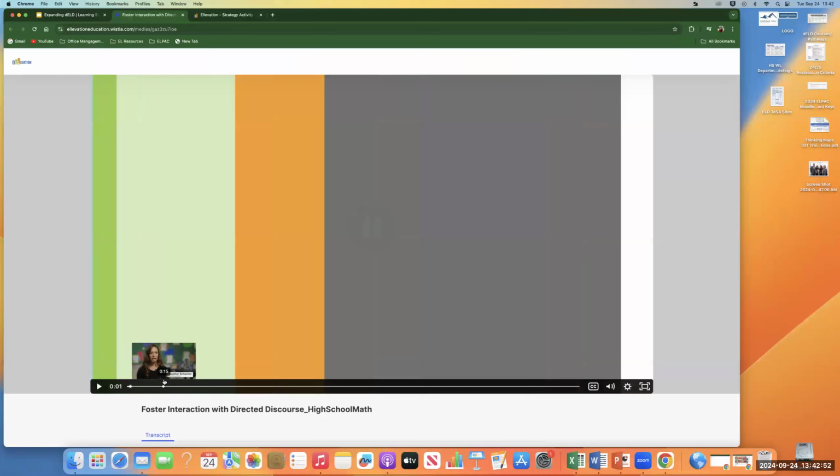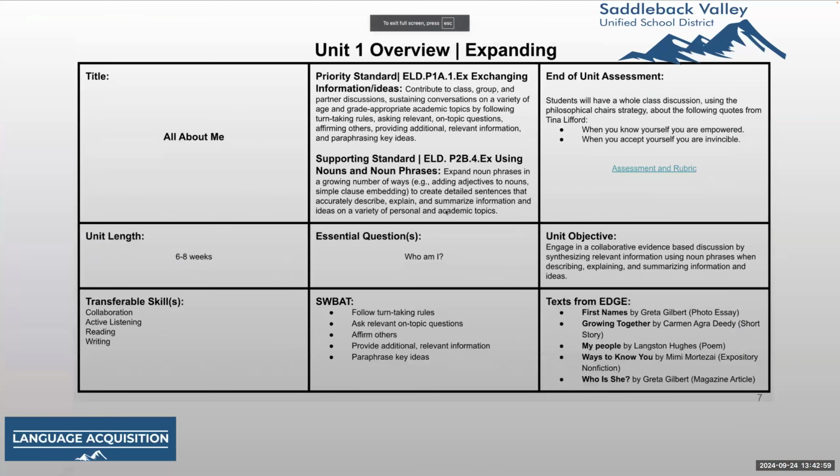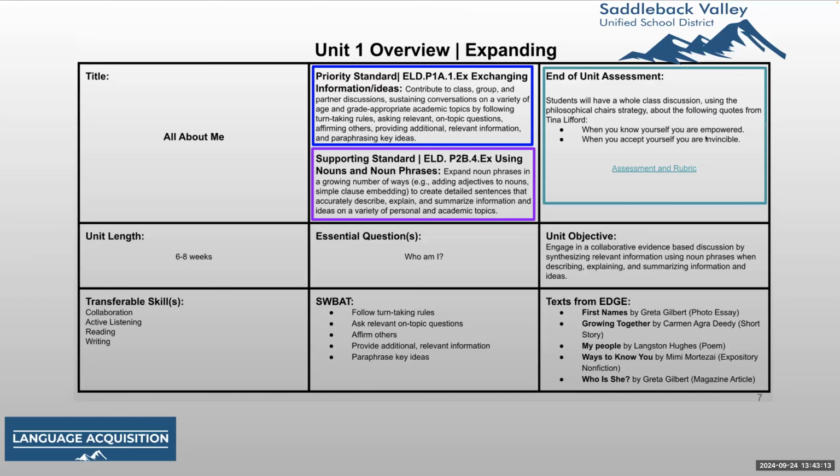The conversation move strategy from ELLevation was intentionally embedded in the first unit of the course. It supports students as they develop mastery in the concepts and skills of the priority standard, as well as in the concepts and skills of the supporting standard. These conversation moves are also embedded in the end of unit assessment, as well as in the end of semester performance task, so that students can use them. You should have received posters of the conversation moves for your classroom. Please reach out to your ELD TOSA if you did not receive them.